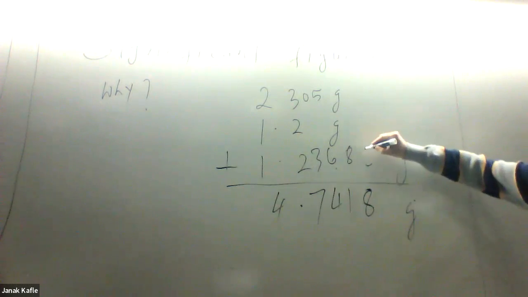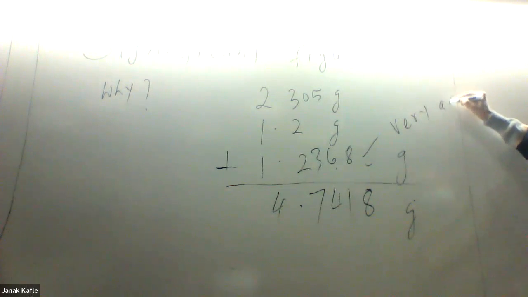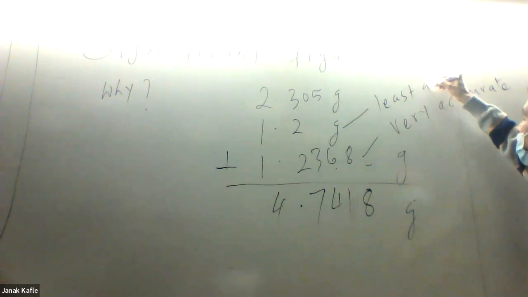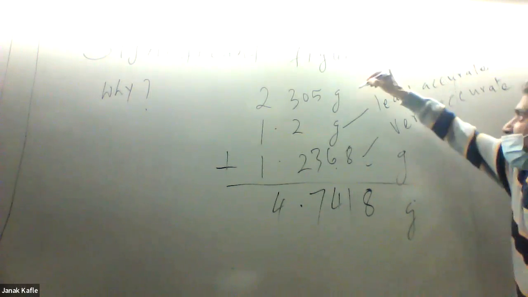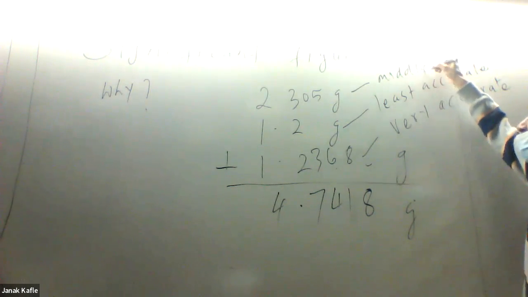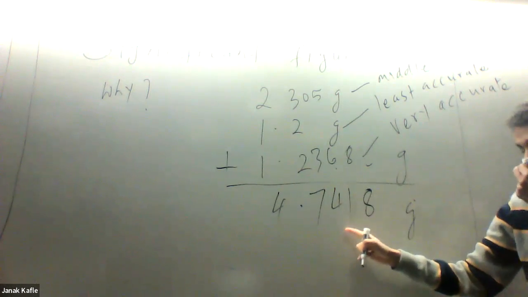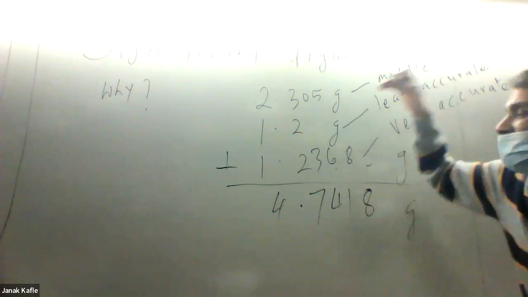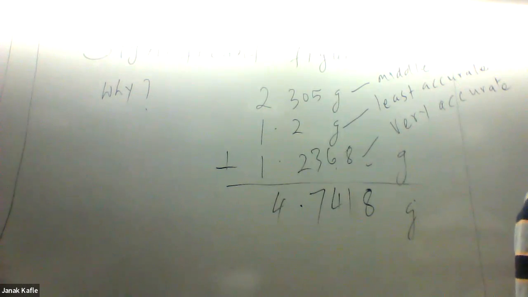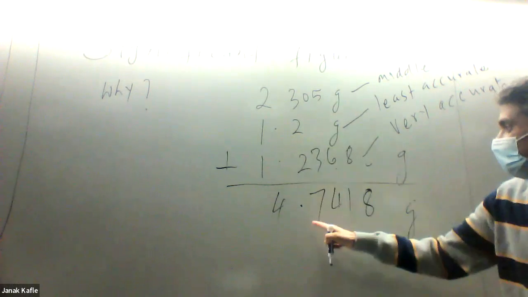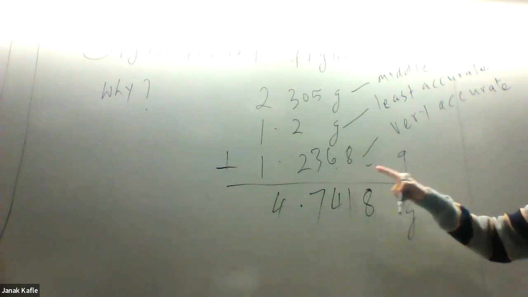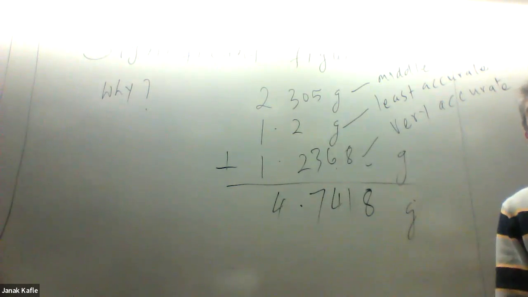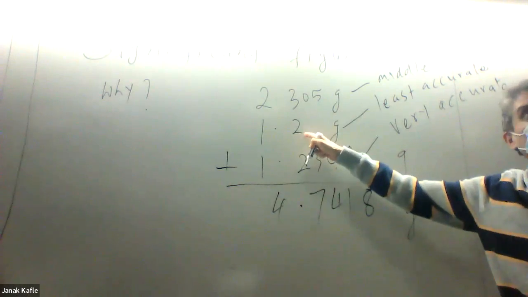Makes sense? So this is a very accurate measurement. And this is the least accurate measurement. And this is somewhere in the middle, right? So our answer here, when we add these, we cannot report our answer more accurate than the least accurate measurement. That's the whole idea. Makes sense? So my answer cannot be more accurate than the least accurate measurement. My answer should look like the least accurate measurement.